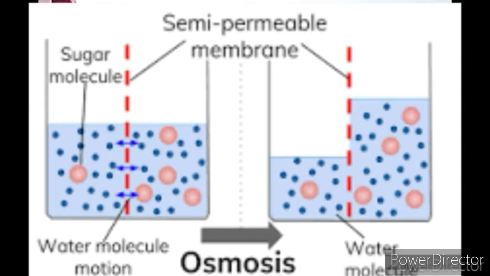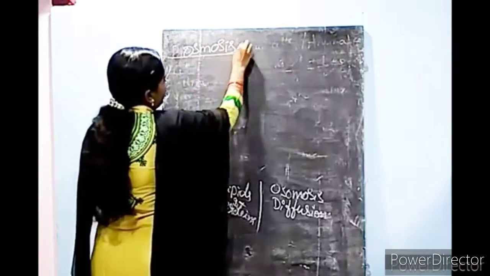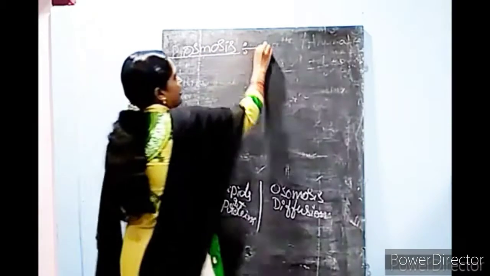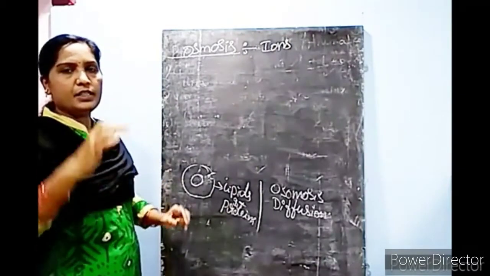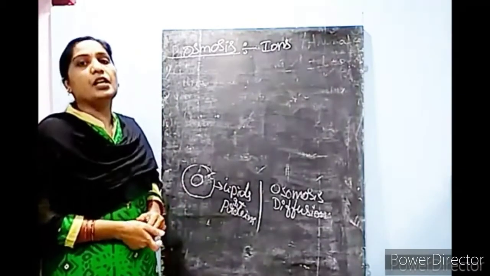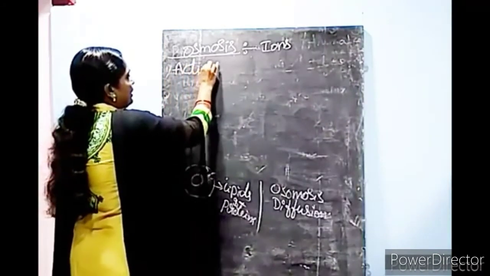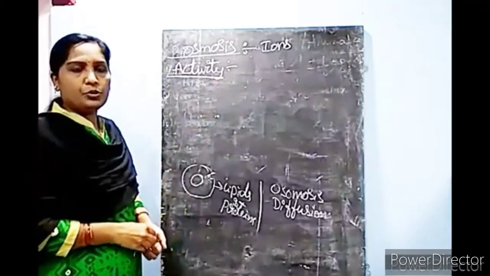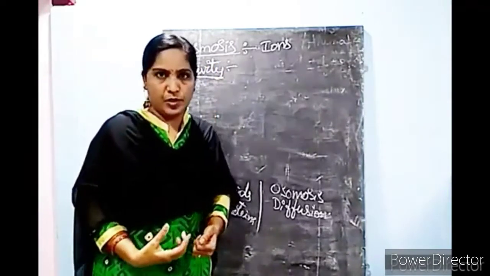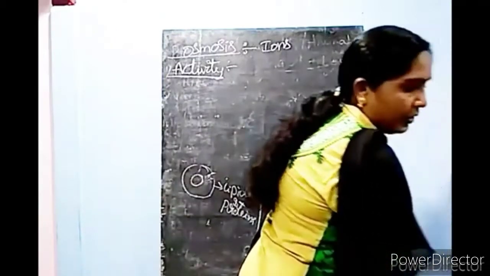So osmosis means movement of ions. Osmosis is nothing but movement of ions from lower concentration to higher concentration. Or else, to understand this, we'll do one small activity. After that, we'll try to define the meaning of osmosis. Before that, we'll do one small activity.